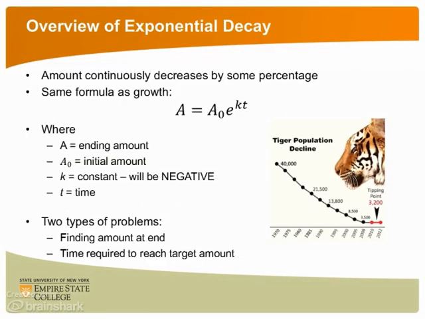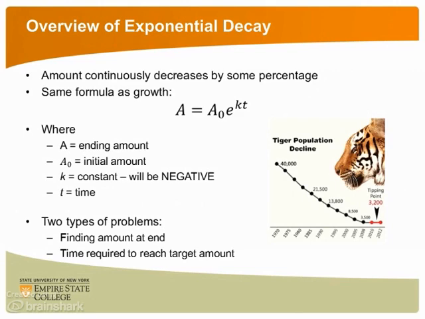Exponential decay models situations where a population continuously decreases by some percentage. It behaves exactly like exponential growth. In fact, it uses the same formula. A, the amount at the end, equals a sub 0, the initial amount, multiplied by e raised to the power of a constant k times t, the elapsed time. The only difference is that for growth, the constant is a positive number, while the constant is negative for decay.